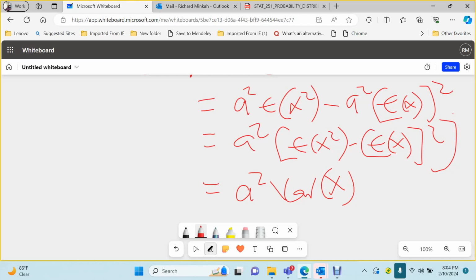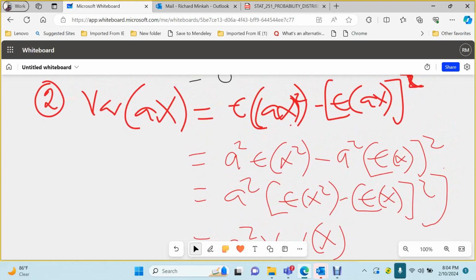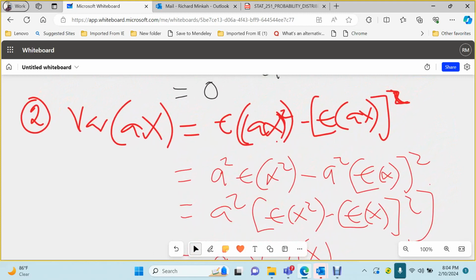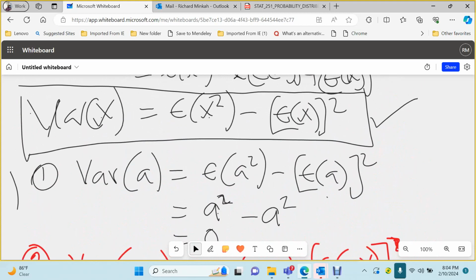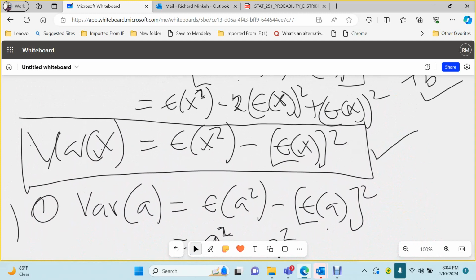Okay, so let me just track back. Remember that from definition, we are using the definition. Let me write this one properly. If you know the definition of variance, remember the variance is this, right? You remember this? So that's what we are doing. Variance of X equals expected value of X squared minus expected value of X all squared.